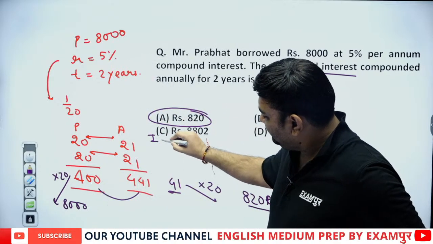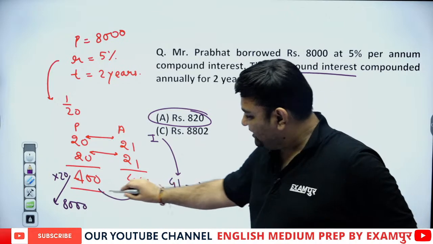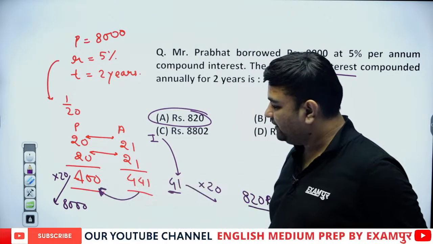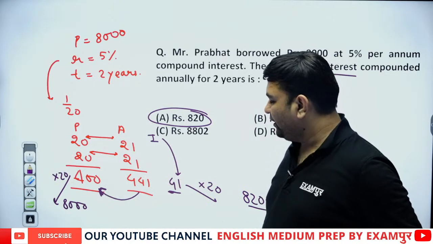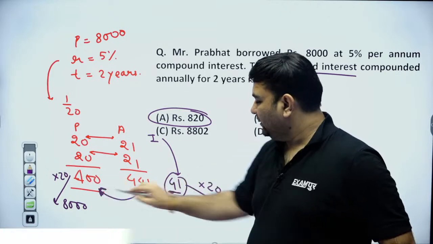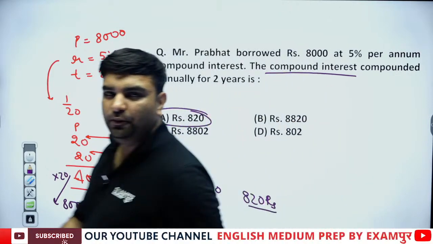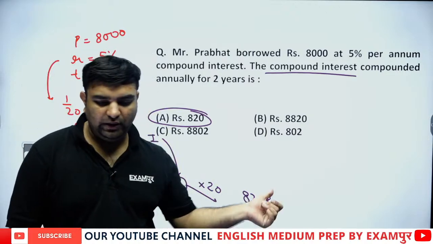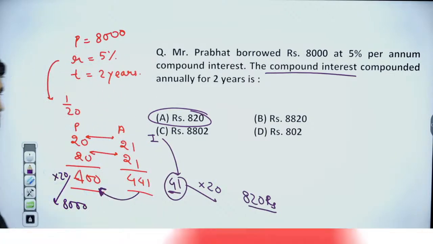Interest is 41 because interest is amount minus principal. 441 minus 400, interest is 41. If the multiplication is of 20, then here also the multiplication will be of 20, and 41 would be equal to 41 into 20, 820 rupees. Let's move on.